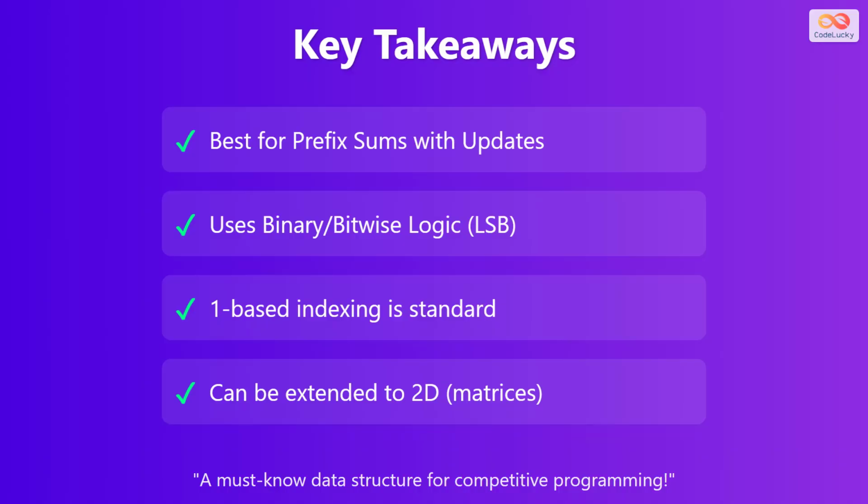In summary, the Fenwick tree is the go-to structure for dynamic prefix sums. It relies on binary logic, uses one-based indexing, and is a must-know algorithm for any serious programmer.